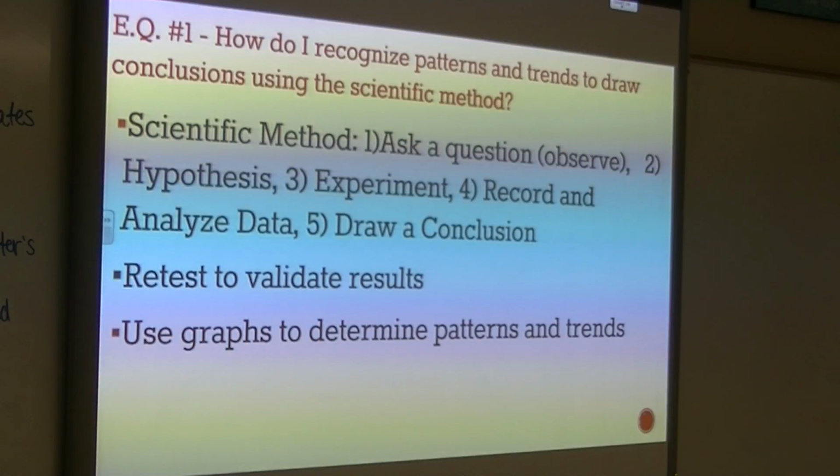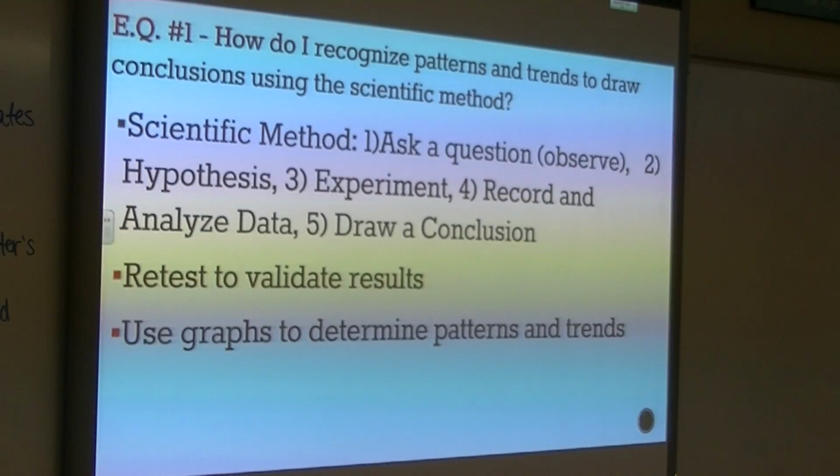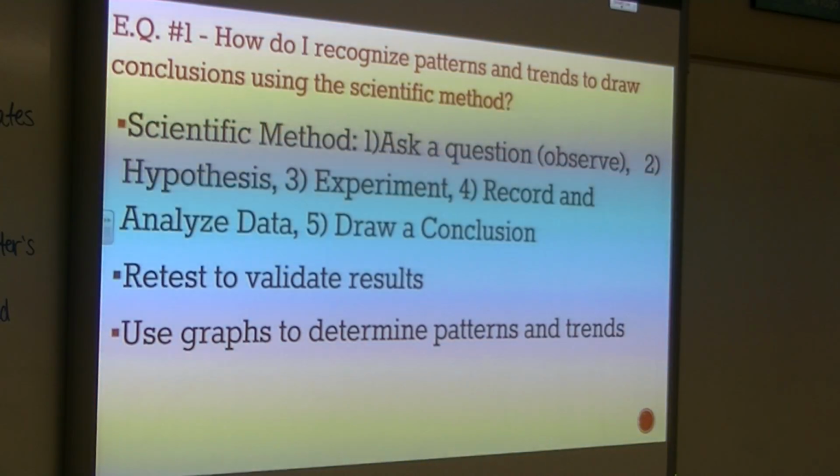So essential question 1. How do I recognize patterns and trends to draw conclusions using the scientific method? So the first thing is we've got to know what the scientific method is, right? So I included the 5 steps to the scientific method that we talked about. I know sometimes there are more than 5. As long as you have these 5, if you have anything additional, I will not count off for that. You just have to have these 5 at least, and in this order.